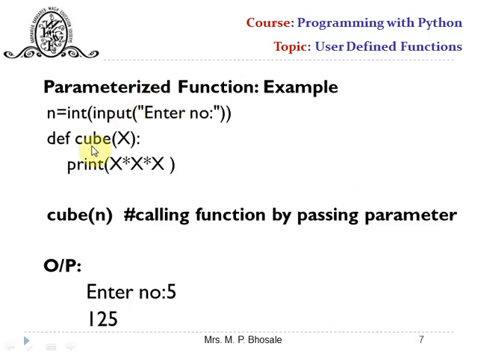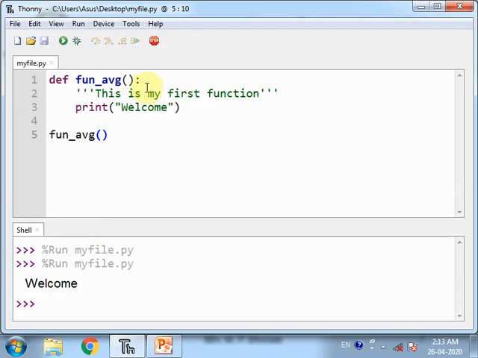One function is written, cube, x is the parameter. We are operating on the function, like we are printing the cube of the parameter, and while calling the function we are just passing one number. So let us write a function with parameter.